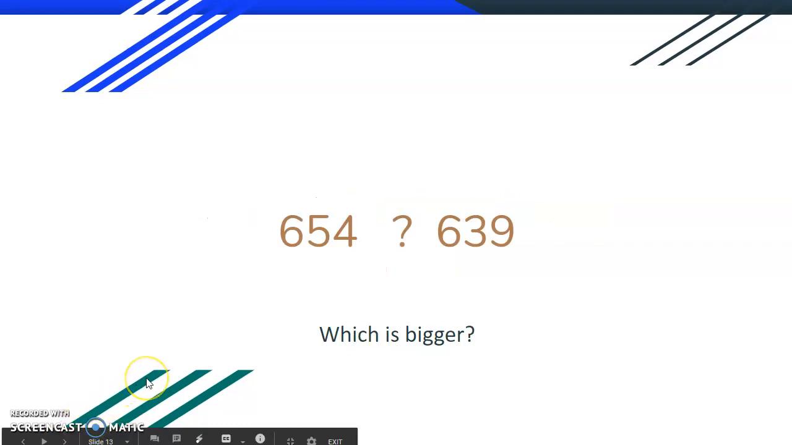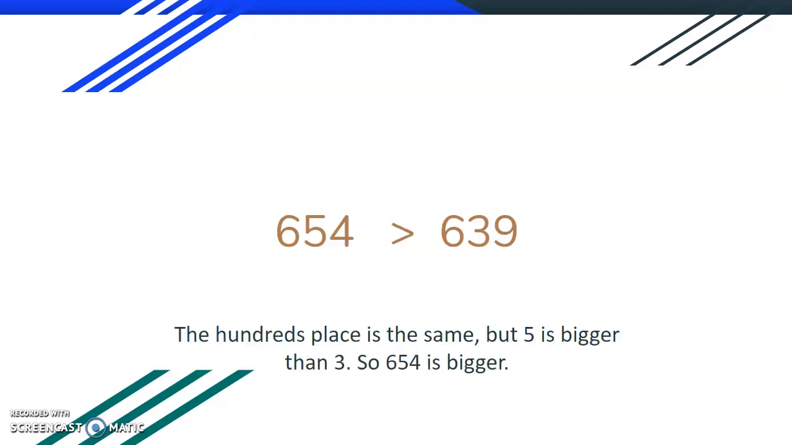So let's look at these numbers, 654 and 639. So our number in the hundreds spot is the same. They're both sixes. So the next place we would look is in our tens. So we have a 5 and a 3. So we look at those numbers to determine which is bigger, and we solve our problem from there. So in this case, 654 is our bigger number, so our symbol opens towards that number. This is because, again, the hundreds place is the same, but 5 is bigger than 3. So 654 is bigger than 639.